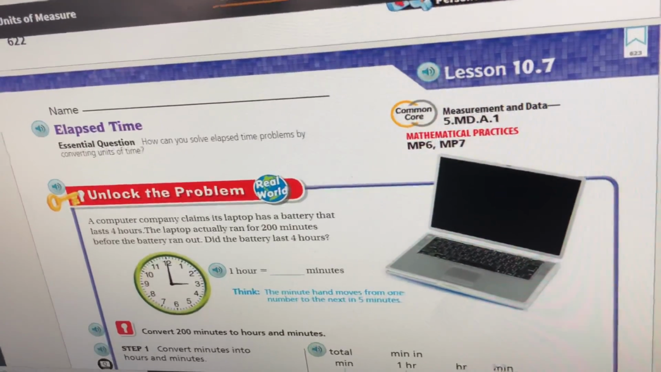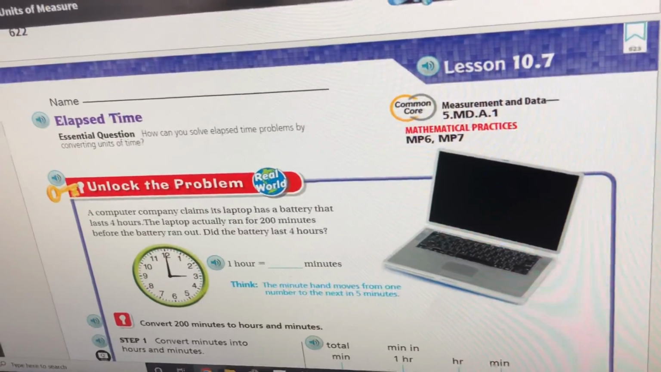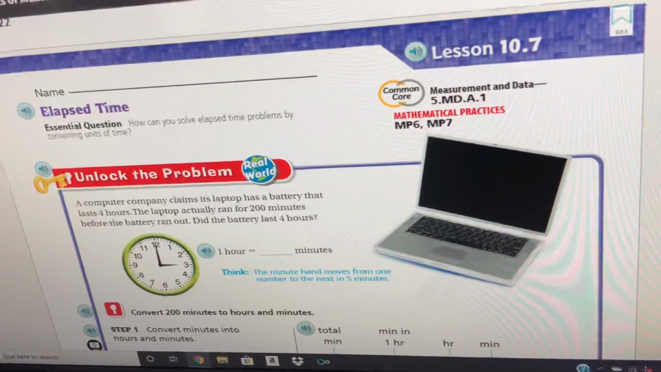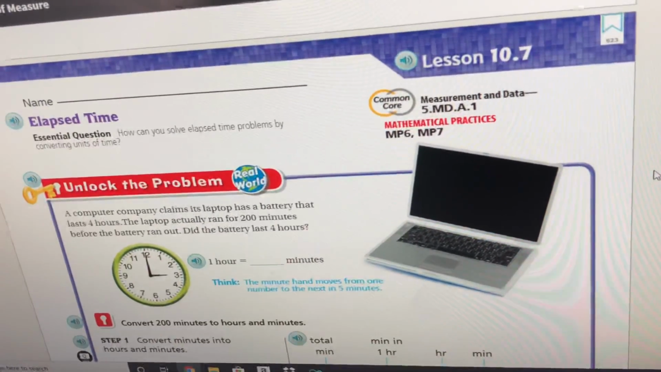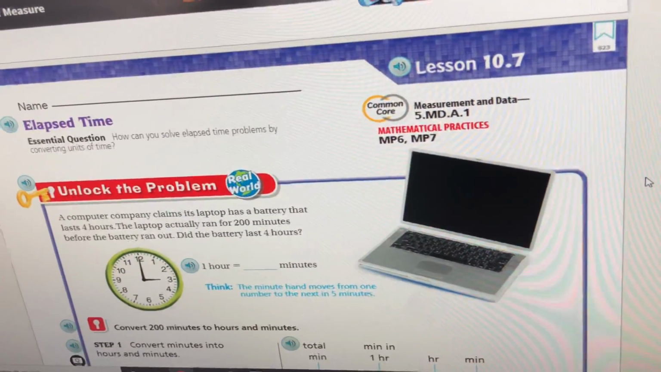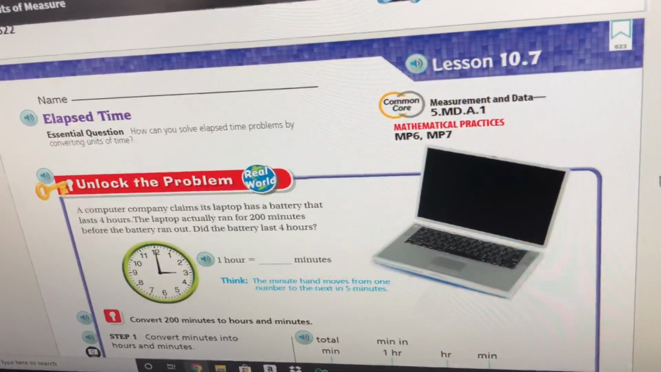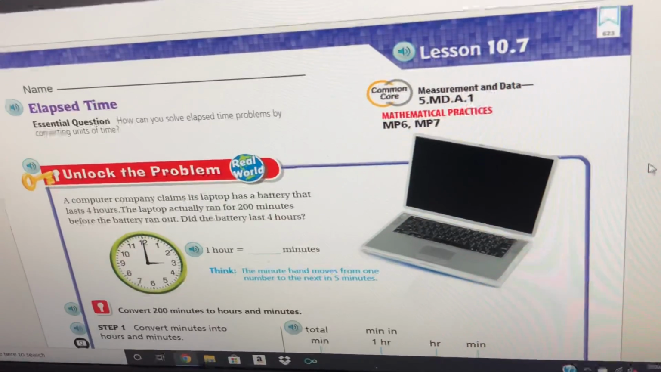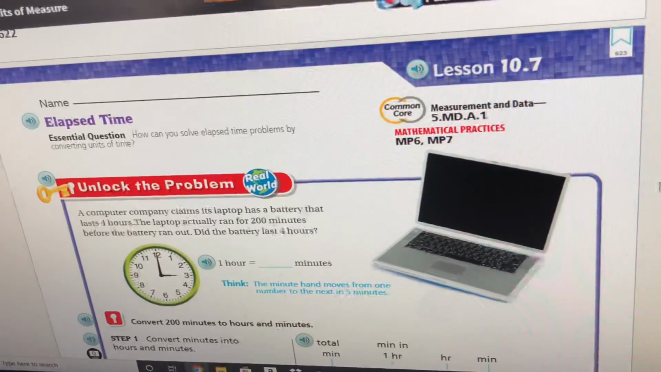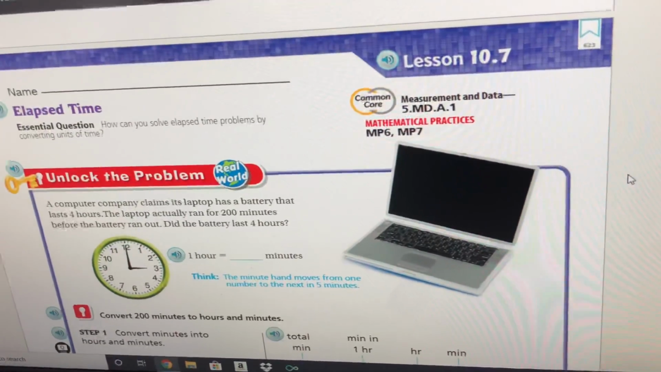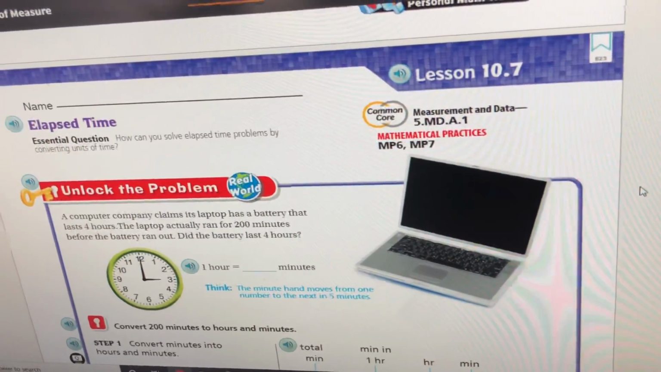Most of the problems you need to deal with are going to be in seconds, minutes, hours, and a few with weeks. So remember that 60 seconds equals 1 minute, and 60 minutes equal 1 hour. That becomes critical if you have a problem where you need to borrow, because you're not borrowing in units of 10, you'd be borrowing groups of 60.